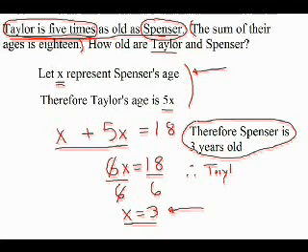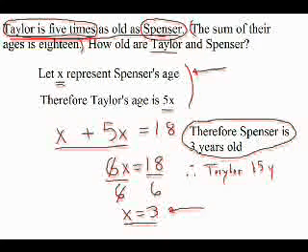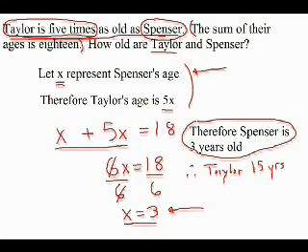well, how would we calculate Taylor's age? 5 times Spencer's age. 5 times 3 is 15, so Taylor must be 15 years old. We know that 3 times 5 is 15. If we look at the second piece of information, the sum of their ages has to be 18. Well, 15 plus 3 is 18. So we've met both criteria of this question.